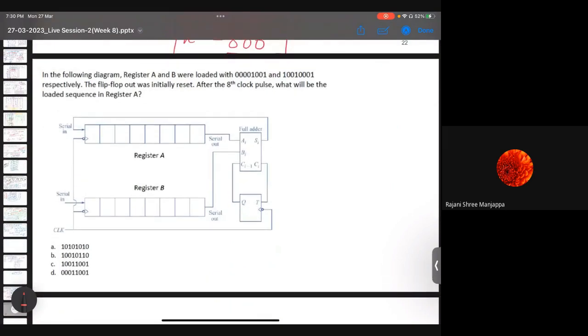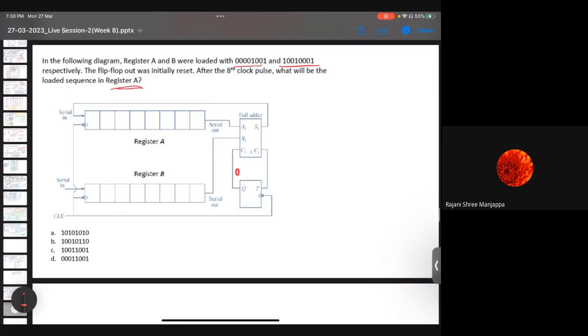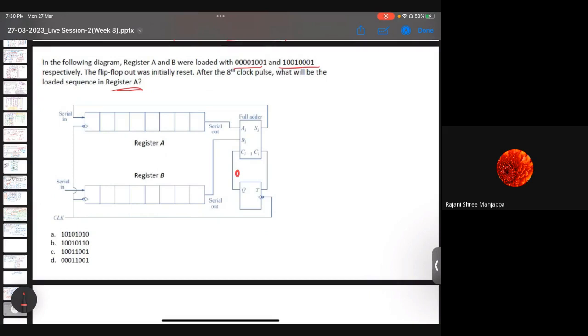It says in the following diagram, the registers A and B were loaded with certain bits. So this is A and this is B. The flip-flop was initially reset, so I'm writing it as 0. And after the 8 clock pulses, what will be the loaded sequence in register A? Okay, fine. So we'll just start the question. Register A is initially 0000, 1001. This is 1001 and 0001.